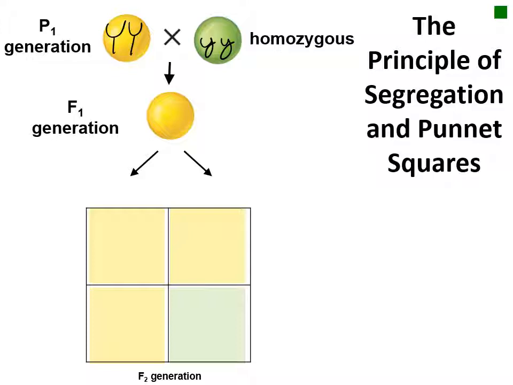The yellow parent will pass a single big Y yellow allele to the F1 generation, and the green parent will pass a single little y green allele. This gives the F1 generation a big Y little y genotype. The F1 generation is heterozygous, since the 2 alleles are different.